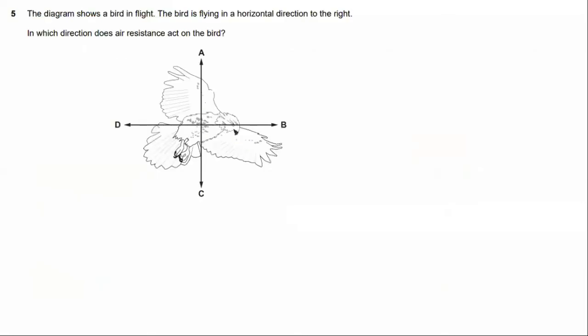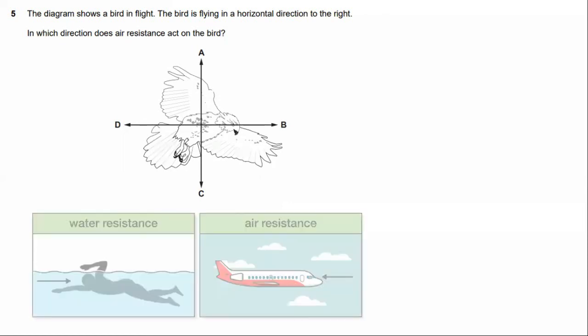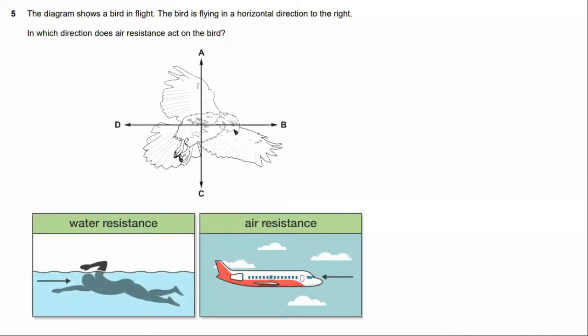The diagram shows a bird in flight. The bird is flying in a horizontal direction to the right. In which direction does air resistance act on the bird? As I explained in the previous question, drag force is another form of friction force which acts on objects moving in fluids or air or water. Air resistance and water resistance are examples of these drag forces.